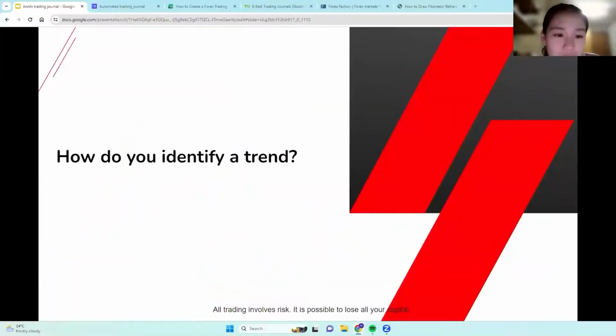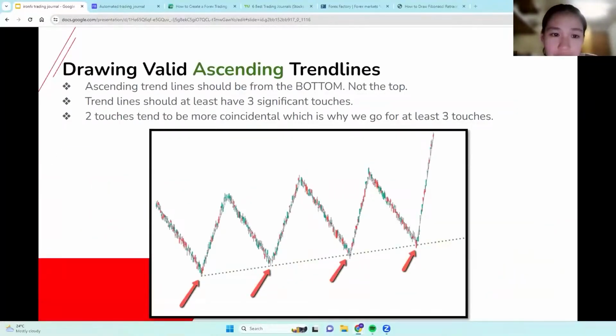Okay, so how do you identify a trend? I briefly talked about this earlier. How you can identify trends is, obviously, you can just look at the charts and you tend to be able to identify whether it's ascending, moving in a downtrend, or ranging. But if you want to be extra certain, you can try looking for trend lines and trend channels.